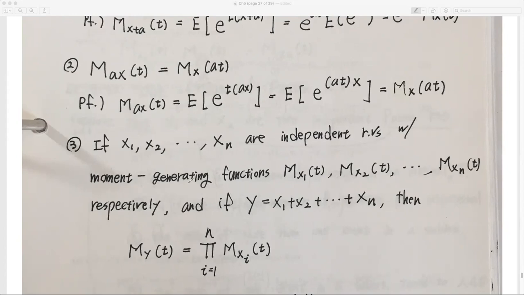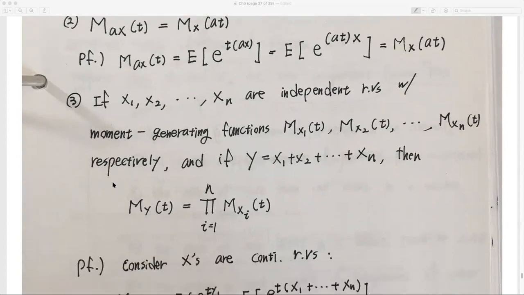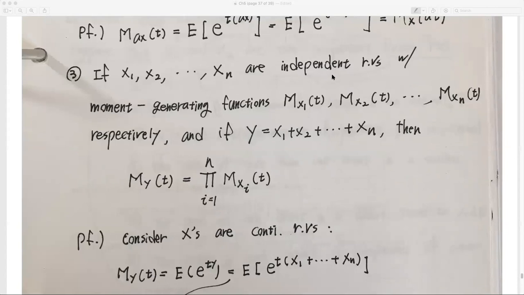Now the next one is important. If X1 through Xn are independent random variables with moment generating functions M_X1 through M_Xn respectively.